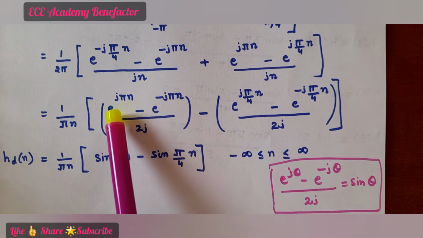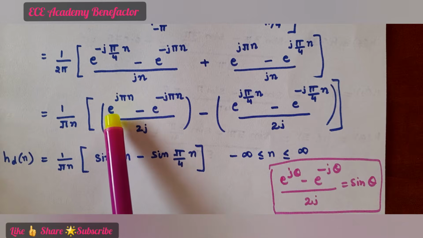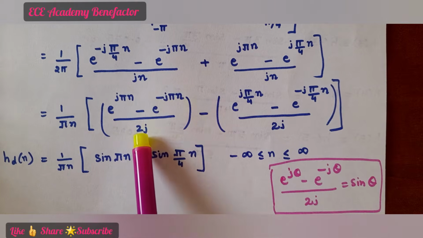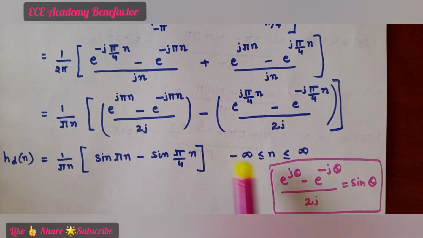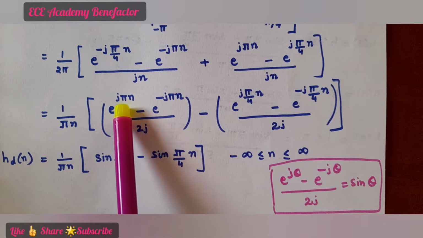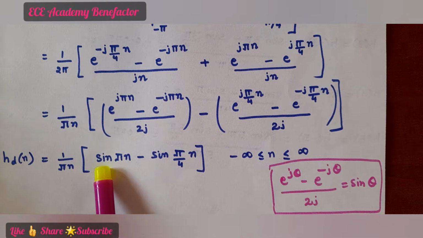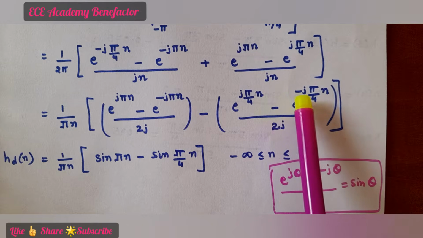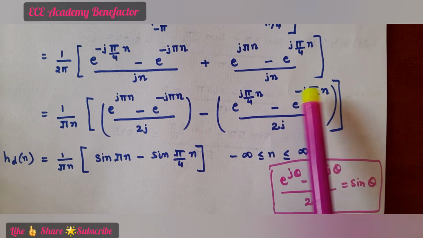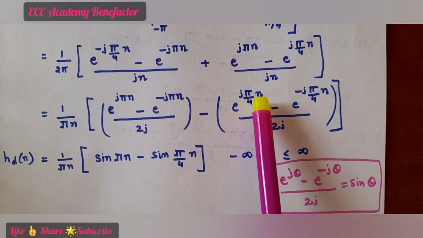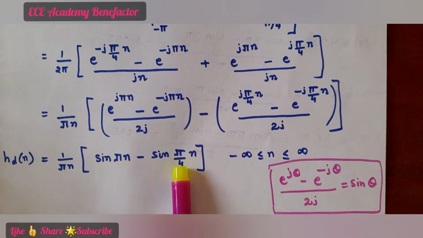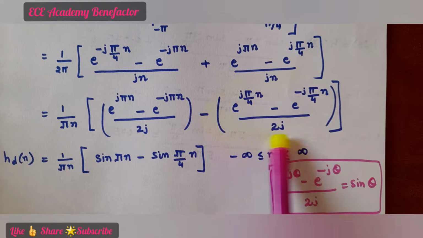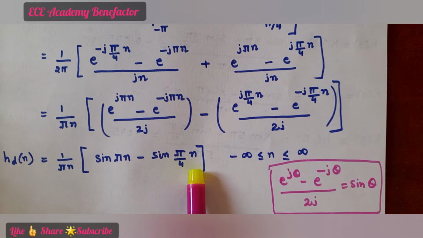If you look at this equation now, let us assume pi n as theta. So it looks like e to the power j theta minus e to the minus j theta by 2j. What is this equation for? Sin theta. And what is theta here? Pi n. So it is sin pi n. Here e to the power j pi by 4 n minus e to the minus j pi by 4 n gives sin pi by 4 of n. Which I have written here. So this gives sin pi n and this term gives sin pi by 4 of n.